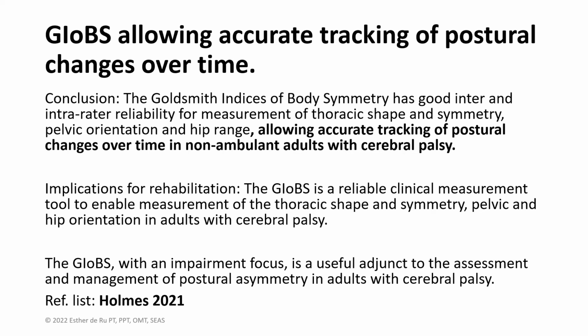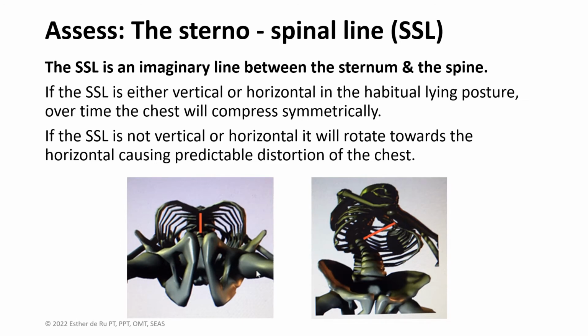It assesses the sterno-spinal line, an imaginary line between the sternum and the spine. This line should either be vertical or horizontal depending on the posture, but if it is not, it is a prediction for more distortion of the chest.